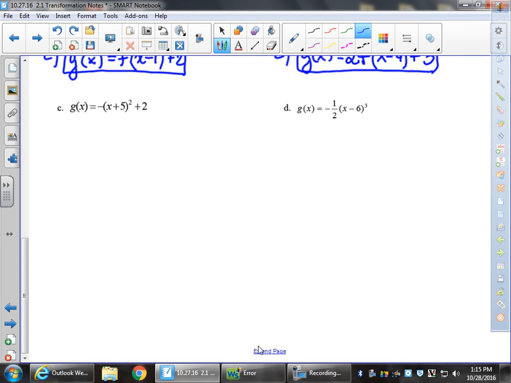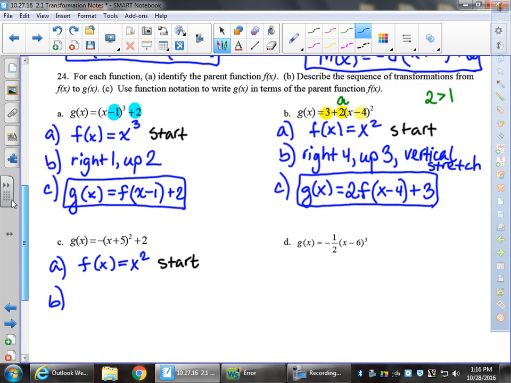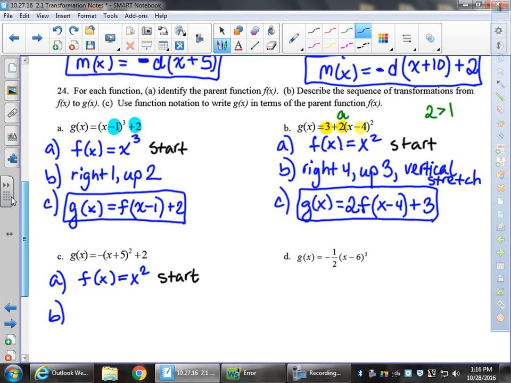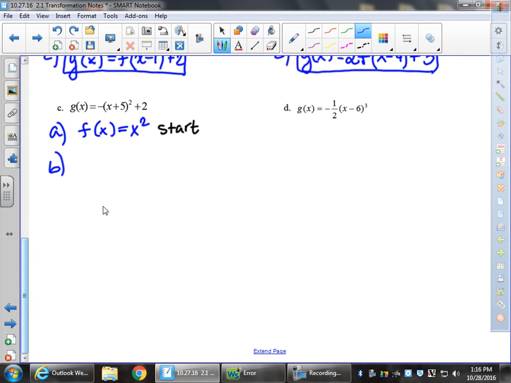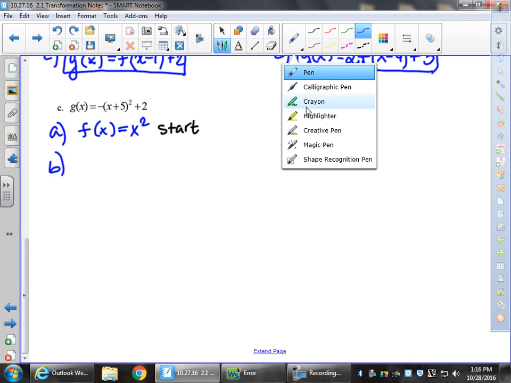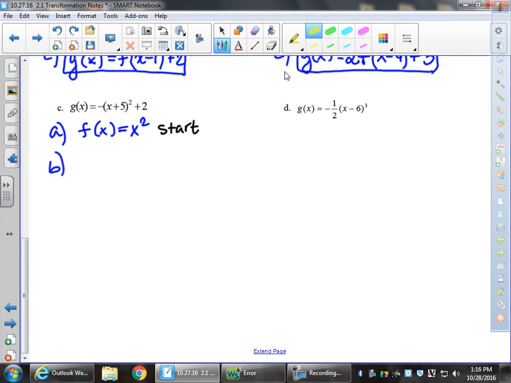Let's take a look at C and D. For C, first step, our parent function, I see the highest power is 2. Therefore, f of x equals x squared will be my start. B asks us, describe the sequence of transformations from f to g. So let's take a look. Let's use our highlighter. Let's figure out what's been done.